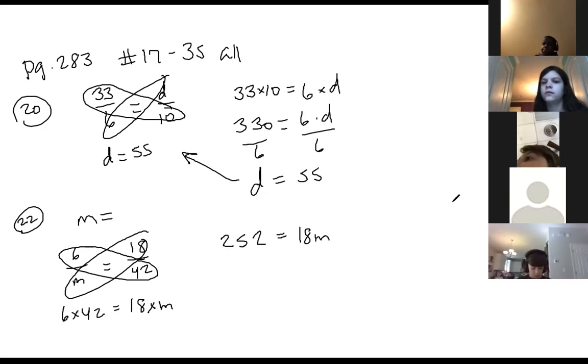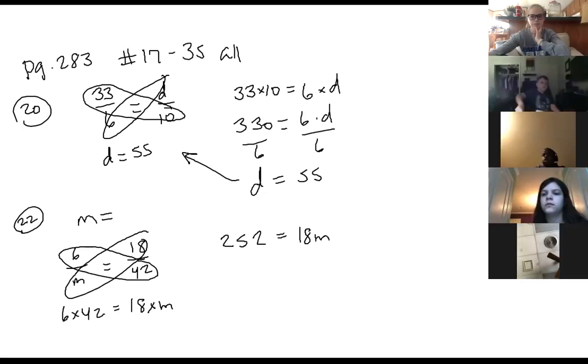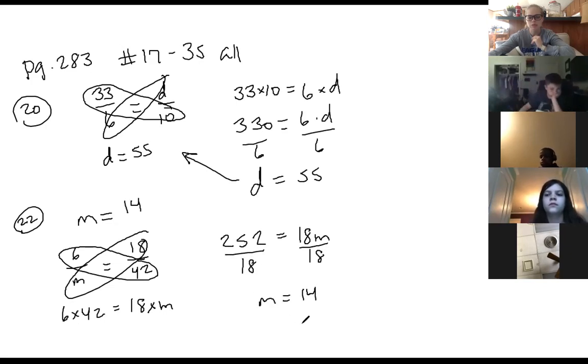What'd you get for 42 times 6? Blake, what'd you get? Well, Blake, what did you get for M for number 22? I got 14. That is correct. Very good. So 6 times 42 is 252. Divide both sides by 18, and M is equal to 14.